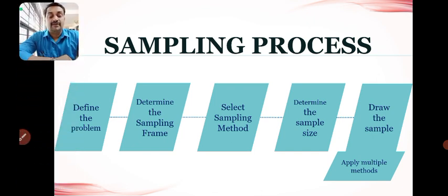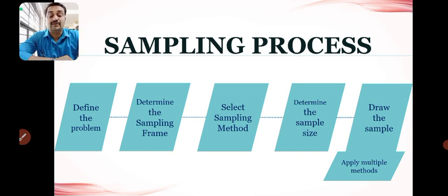Here we need to understand the research problem first. That means the title of the research. Once it is defined properly, you will know which is your target group, where you need to study, where your focus should be. Then you need to identify the sampling frame, that is the list of units in the population. That tool needs to be identified. Then you will understand which sampling method is good for you.